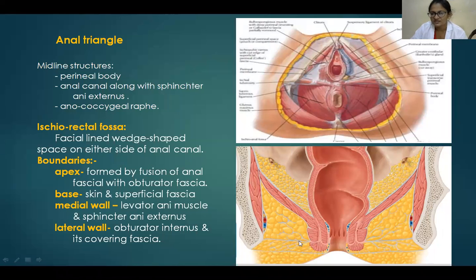This space consists of fat. The main content of the ischiorectal fossa is fat. See here, this is the fat.